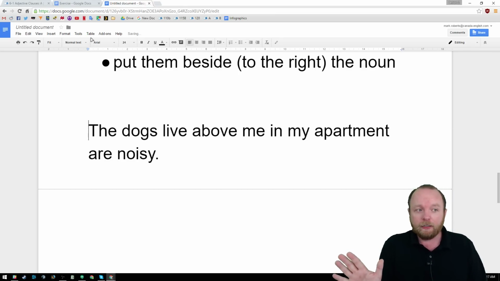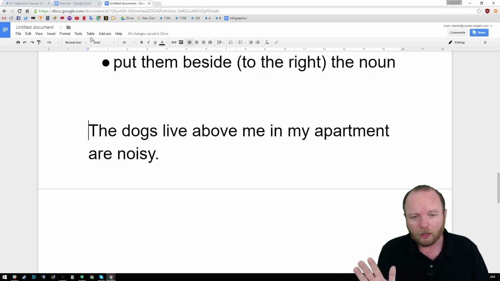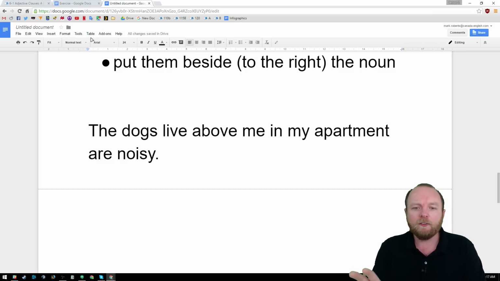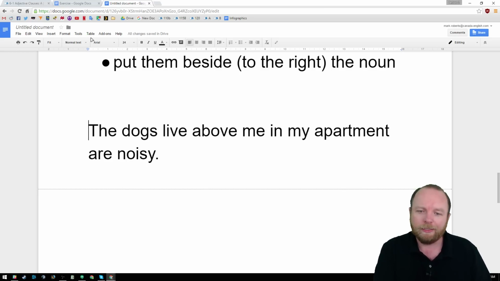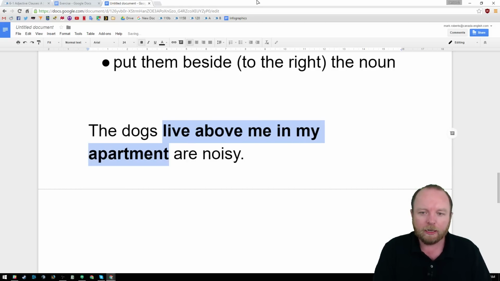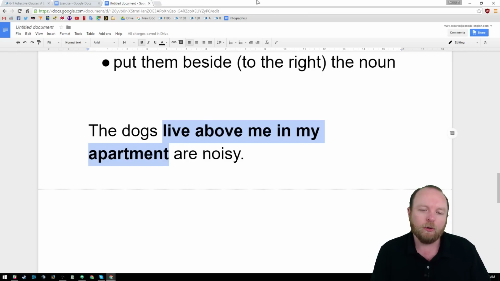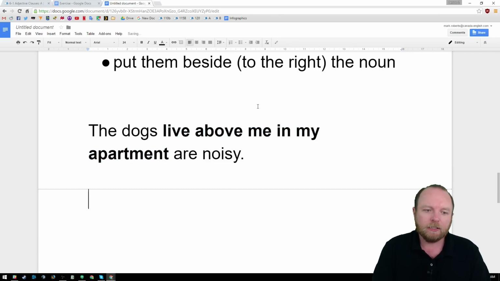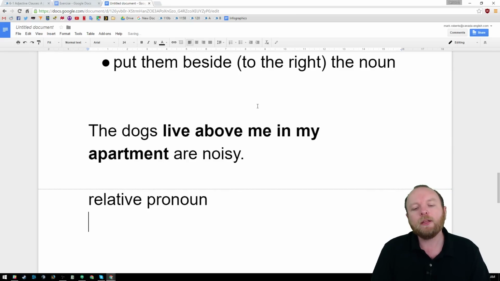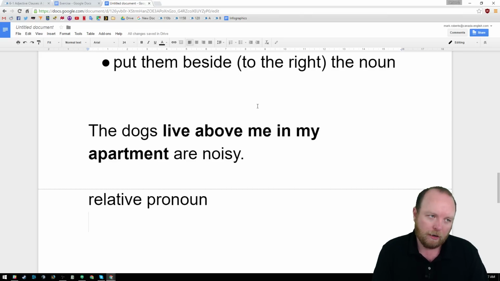Okay, now we're not finished. We're not finished. Okay, the dogs live above me in my apartment are noisy. This is not finished. Okay, now remember, the adjective clause is here. This information is describing which dogs are noisy. Okay, now we need something called a relative pronoun.